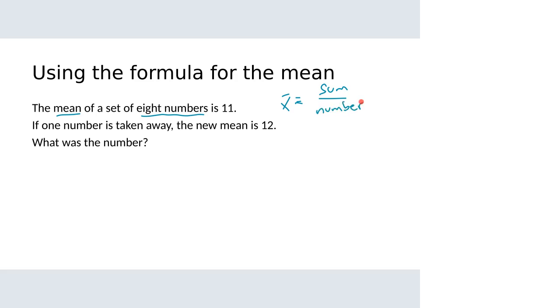And when I first mentioned it on Tuesday, you might have thought, well, what am I ever going to use this for? It's just add them up and divide by how many there are. Well, sometimes when the problem's a little complicated like this one, this formula sure does come in handy. And here's a case where it's going to come in handy for us. So let's take a look here. The mean of a set of 8 numbers is 11. If one number is taken away, the new mean is 12.